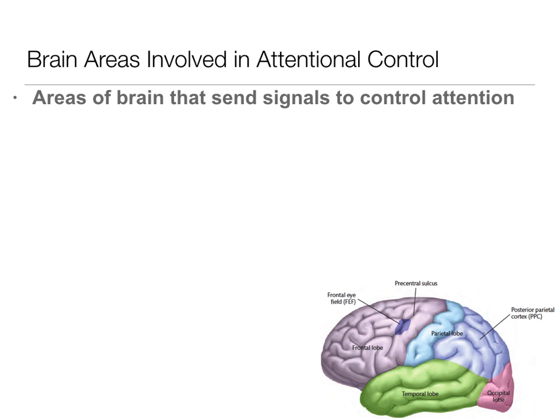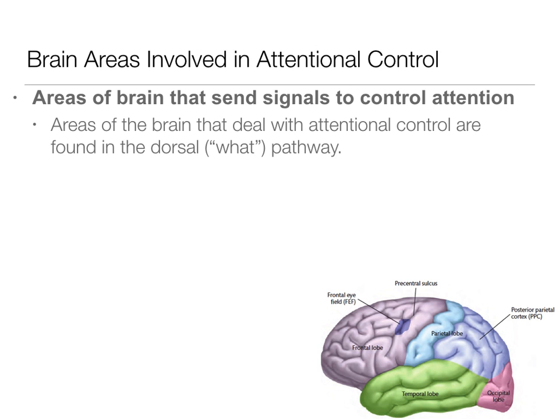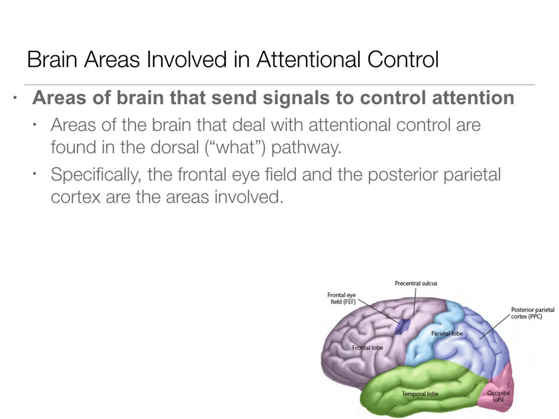So let's move on to the kinds of brain areas that are involved in attentional control. Most of these are on that what pathway, that dorsal pathway. Specifically, two areas that have been found that are really important to this are the frontal eye field, which is this darker purple area that's in the frontal lobe, hence frontal, right? And the posterior parietal cortex, which is the lighter purple that is in the parietal lobe.